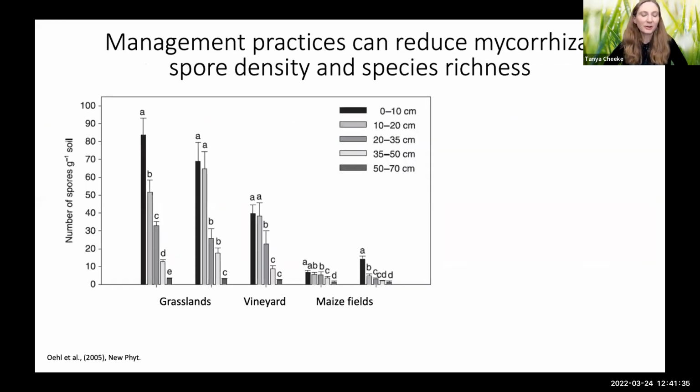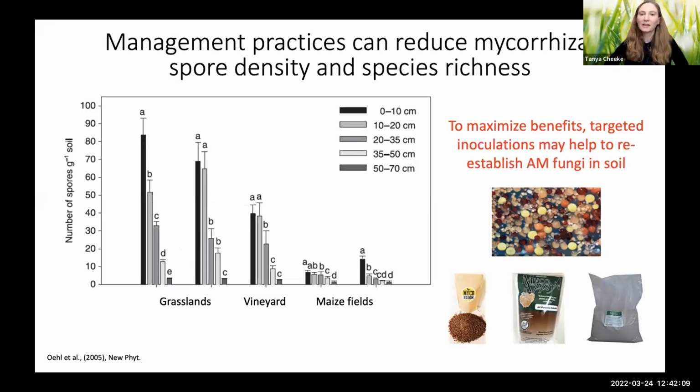Here's some data from a study that really shows how management practices can reduce mycorrhizal spore density and species richness in the soil. So here on the y-axis is the number of spores per gram of soil in grasslands, vineyards, and cornfields. And these different colors just represent sampling depths. What they found was that overall in the cornfields, there were much lower levels of mycorrhizal fungi and lower species richness than in the grasslands and in vineyards, for example.